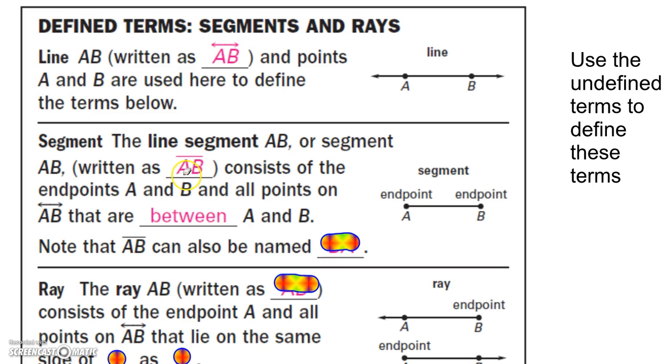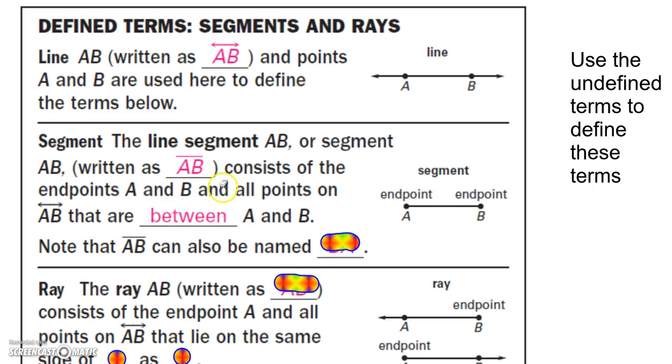You can write AB, and you can also signify a segment with capital A, capital B with a dash over it without the arrows. Notice the difference between this one and this one. This tells the reader we're talking about a line segment. This tells the reader we're talking about a line.